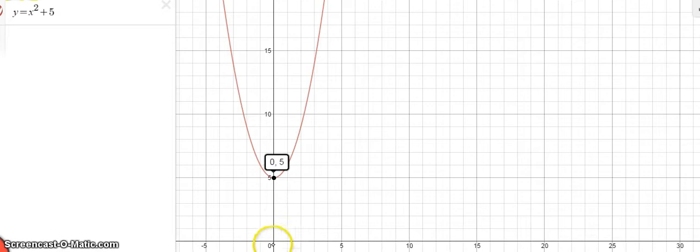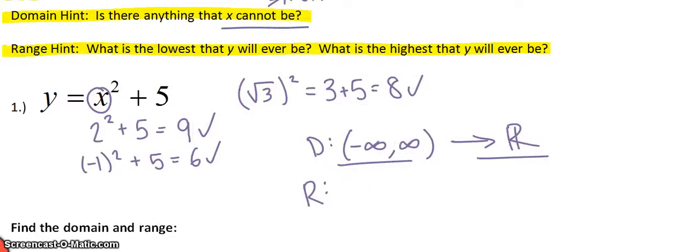So the question is, what is the lowest y will ever be? So the lowest y point is 5 right here. And this parabola goes forever and ever and ever. It goes off the screen. It continues upwards in both directions. So the highest it's going to be is, well, it goes on forever. So it's going to go up to infinity. Since 5 is included and it's my lower bound, I will include a bracket. Infinity gets a parenthesis, and that's my range. You can always graph that by hand, or you can use your calculator.